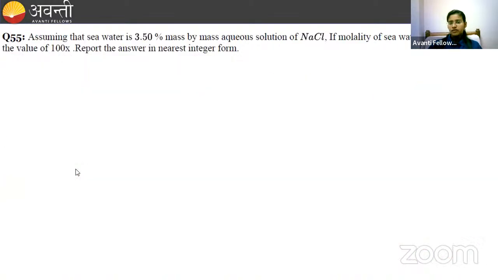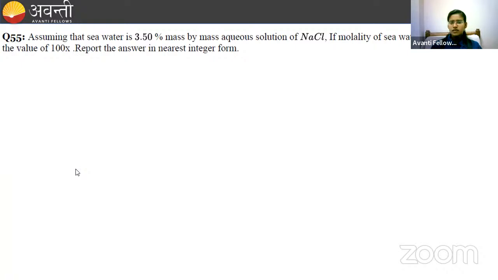Question number 55. Assuming that seawater is 3.5% mass by mass aqueous solution of NaCl, if the molality of seawater is X, then find the value of 100x. Report the answer in nearest integer form.